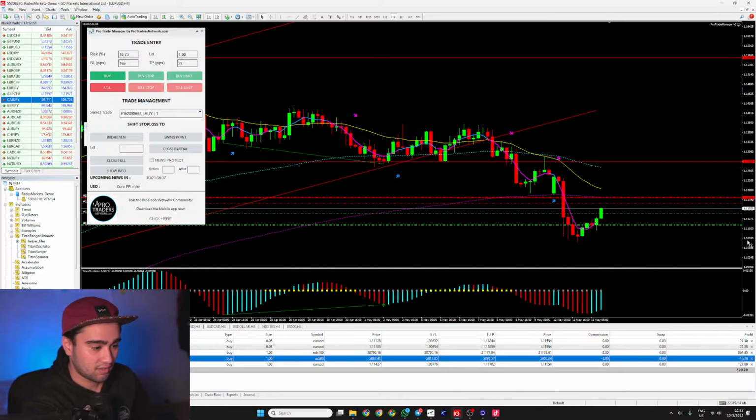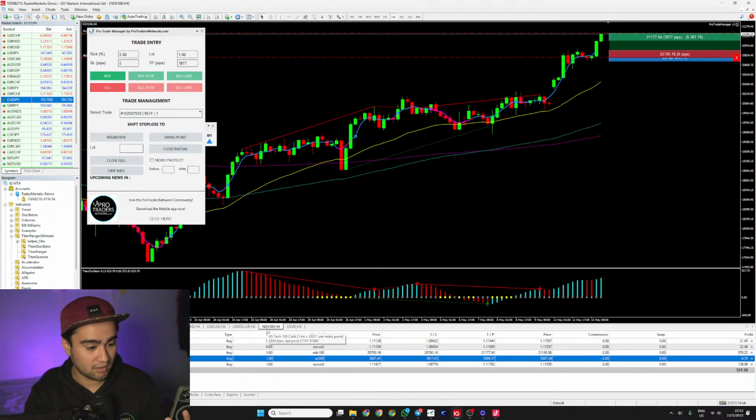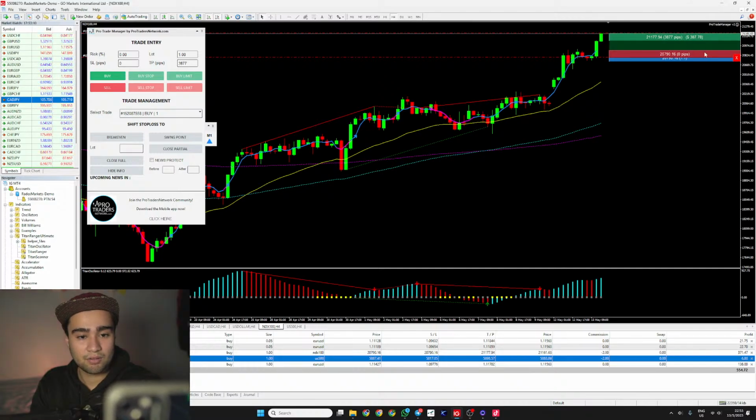And then this is the setup. Right, this is for Euro USD, quite solid. The other one that's doing very, very well is actually this one. Can see I'm about to hit my TP. Right, can see that I'm about 387 pips up.